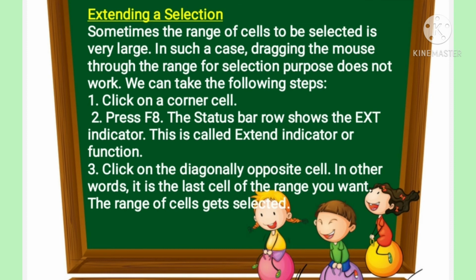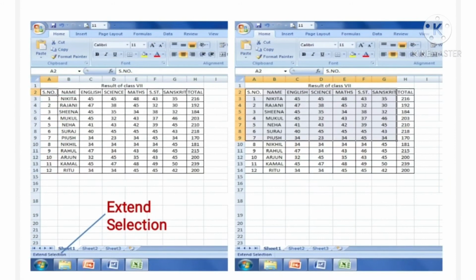This is called the extended indicator of function. Third step, click on the diagonally opposite cell. In other words, it is the last cell of the range you want. The range of the cells gets selected. In this image, we can see the extended selection indicator at the bottom. In the next image, we can see the extended selection in the table.